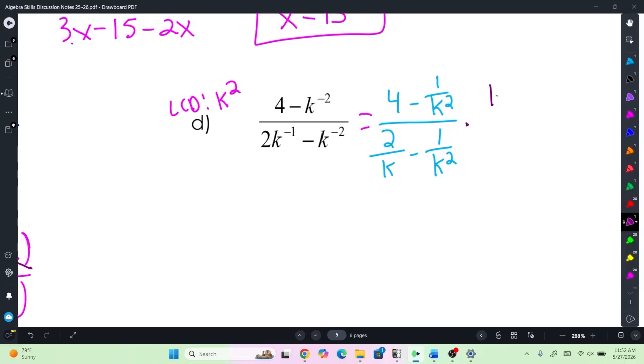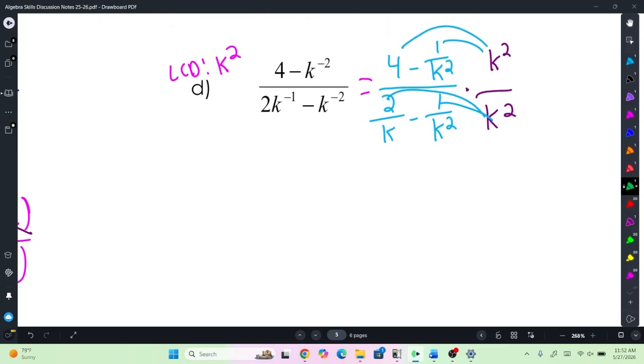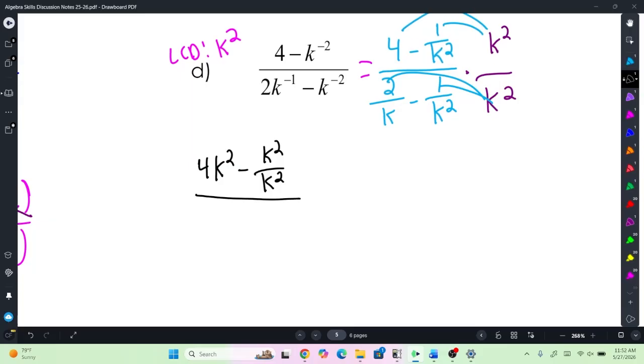So we multiply the top and bottom by k squared, and this is going to get distributed to all the fractions. So this is going to be 4k squared minus k squared over k squared divided by 2k squared over k minus k squared over k squared.